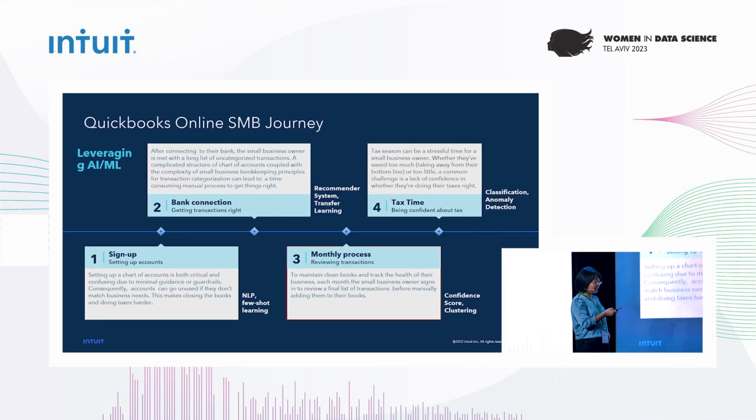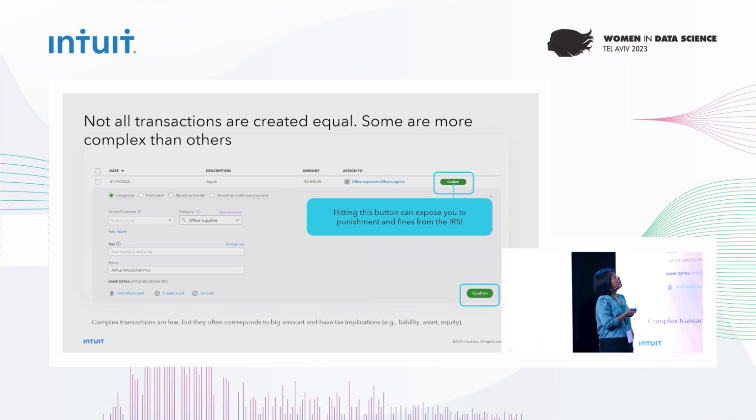Okay, all right, so that's the second piece, which is bank connection gets transactions right. And then the third piece is basically the monthly review process. So as I mentioned, not all transactions are created equal. Some transactions are more complex than others. So what do we mean by a complex transaction?